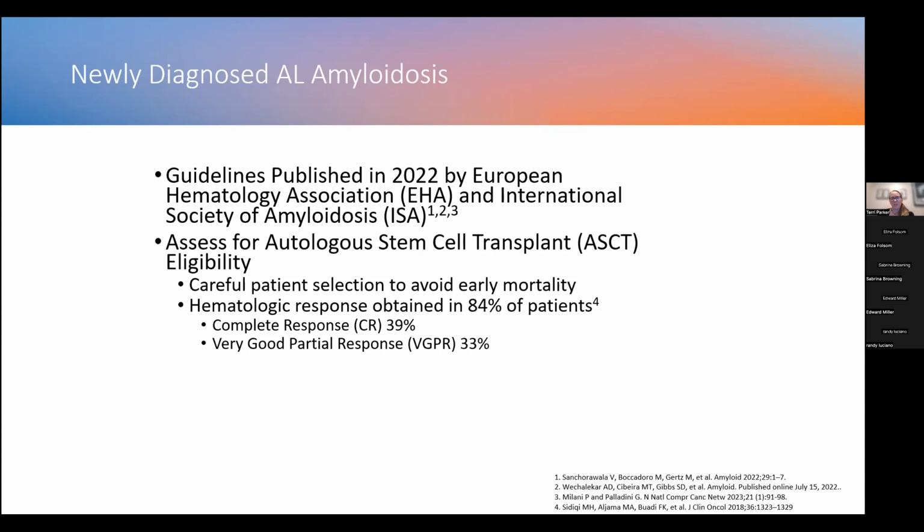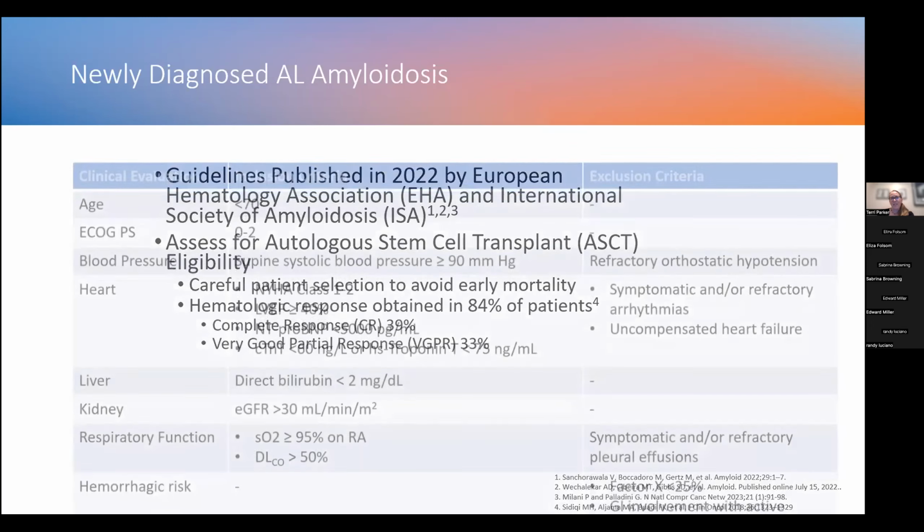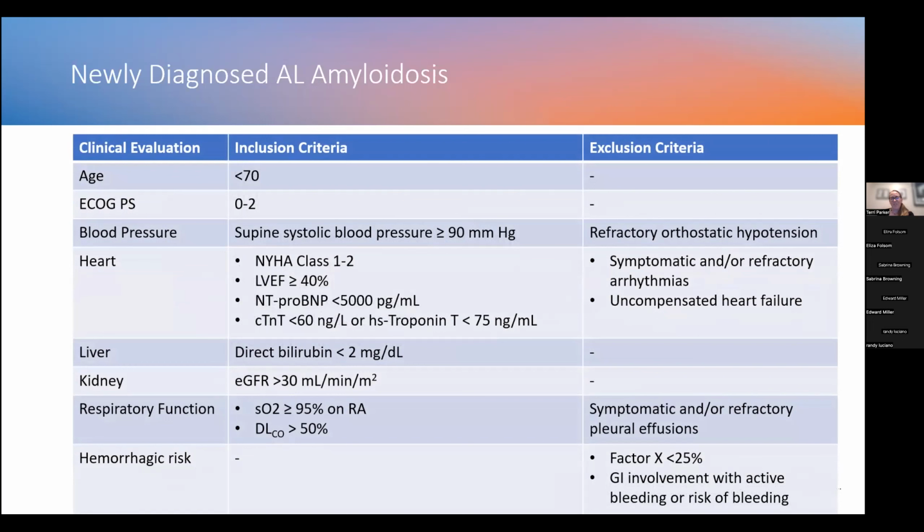Overall, the hematological overall response rate for autologous stem cell transplant in AL amyloidosis has been shown to be about 84%. And so as part of this checklist, they have different inclusion and exclusion criteria and evaluation for, again, autologous stem cell transplant. These include items such as age, performance status, which is how functional an individual is, blood pressure, evaluation of their heart, liver, kidney, and respiratory function.